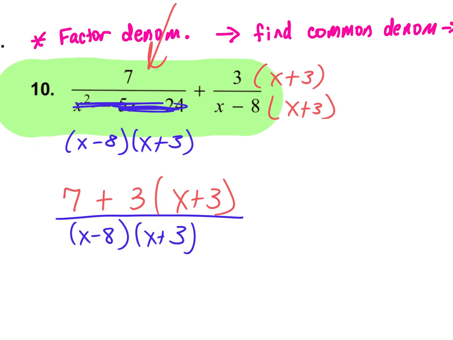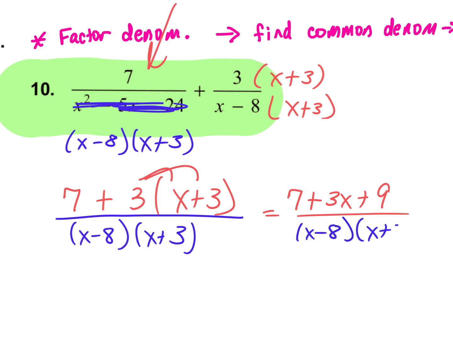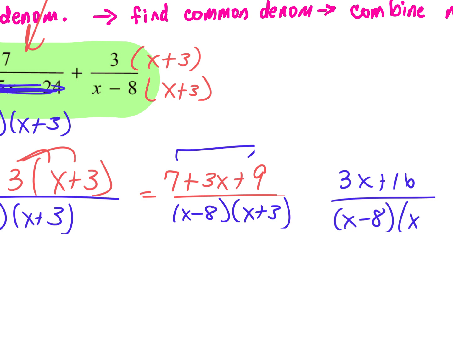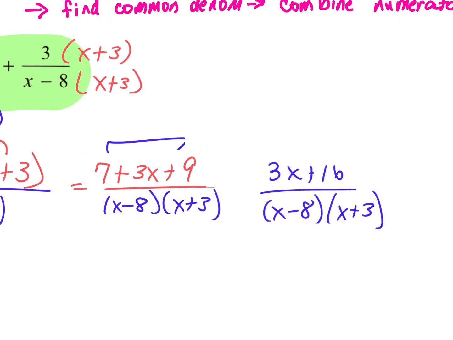Do I leave my answer like that? No. First thing I need to do is distribute. So this leaves me with 7 plus 3x plus 9, correct? And then my denominator is x minus 8, x plus 3. Now what can I do? I can combine 7 and 9. What is 7 plus 9? 16. So I have 3x plus 16 over x minus 8 times x plus 3. Take a look and see if you can simplify it at all. Is there a common factor that I can take out of 3 and 16? No. So there you go. There's your answer.